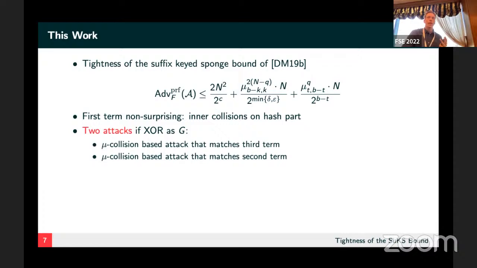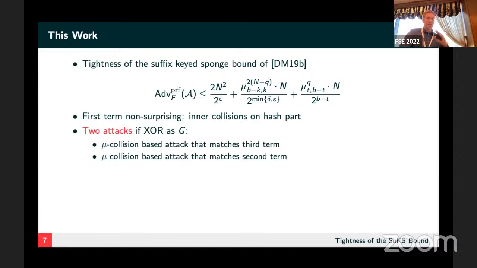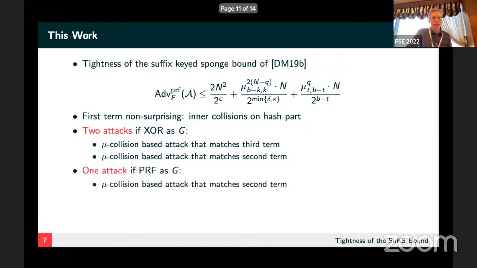And we describe 2 attacks. One of the attacks does a multi-collision on the tag. Basically, it matches the third term, multi-collisions on the tag. And then we managed to recover the key. And the other one is a multi-collision attack for the second term. It basically corresponds to a multi-collision attack at the place of the key, and we recover the key. Okay, so if we take a simple to invert function G, you can break it up to this bound, so the bound is tight.